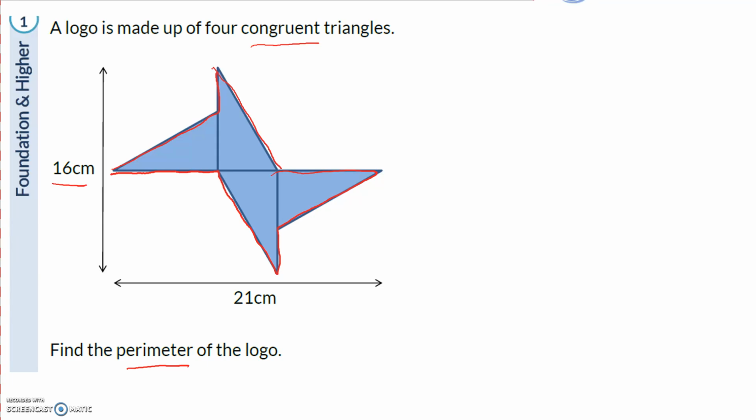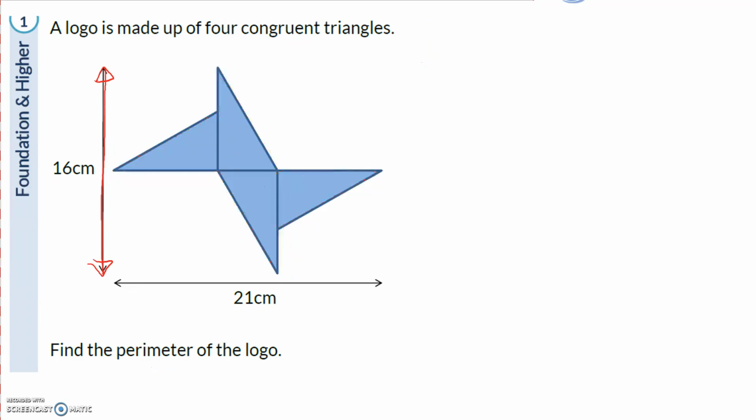Okay, so what do we know? We know it's 16 centimetres labelled here and 21 centimetres labelled here. So I'm thinking that if we notice that 16 centimetres has got to be made up of that distance there plus that distance there, then that tells us that the length of those triangles, or the height if you like, is 8 centimetres. So the height of that triangle is 8 centimetres. Okay, let's tidy that up a bit.